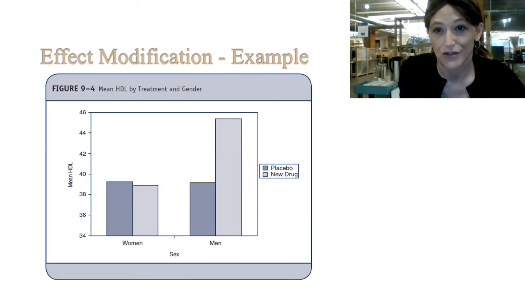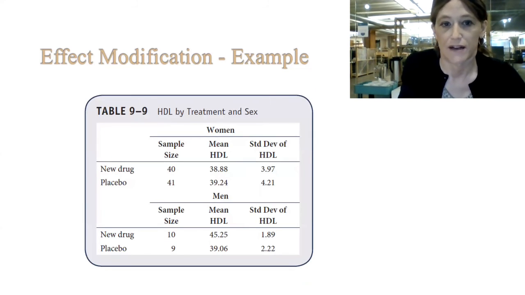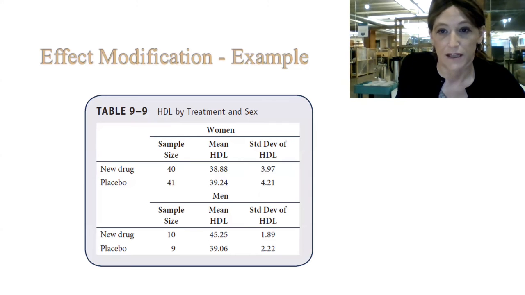So just based on this visualization, it looked like, oh wow, while there's no effect in women, there is an effect in men. But if you look at the stratified table here, in this case, we're looking at a continuous outcome. We can see that our sample size among men is pretty darn small. We only had 10 in the new drug group and 9 in the placebo arm. And so even though there is this difference in mean HDL, we would want to make sure that this was statistically significant before reporting any kind of effect modification. So we can do that statistically to see if this difference is real.